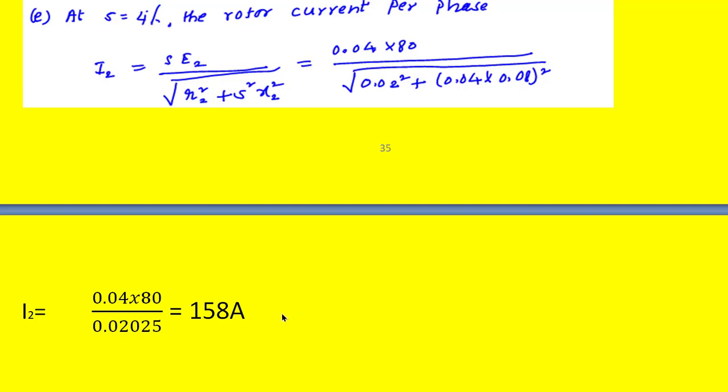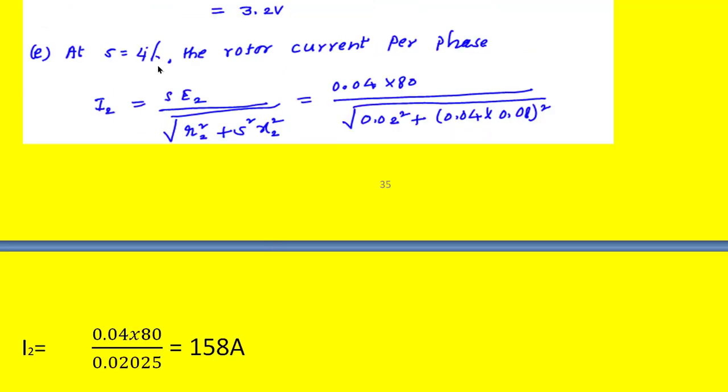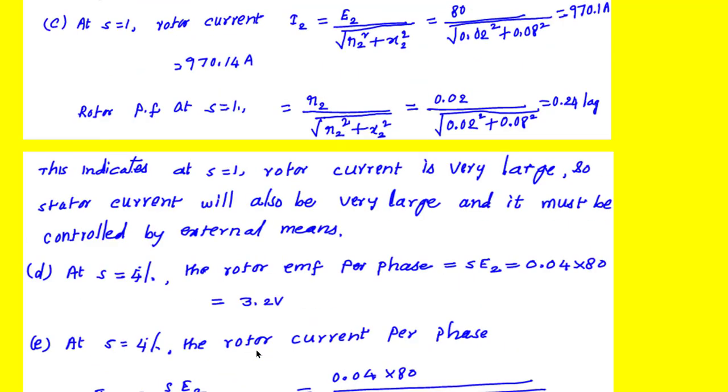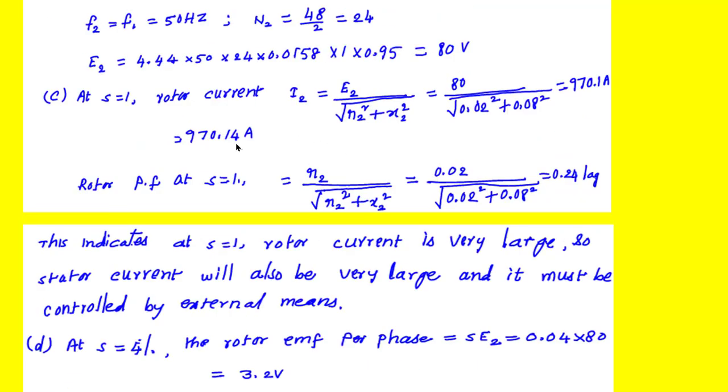If you look at this, at 4% slip, when the rotor is running, it is taking 158 amperes, whereas when the rotor is not rotating, the current taken by the rotor circuit is 970.14 amperes. This means that at standstill condition, the rotor will take a very large current compared to running conditions.